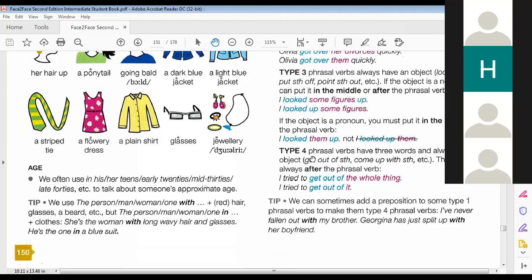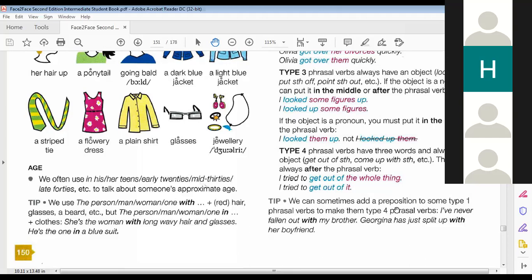Okay. And the last one, here you have 3 parts. The phrasal verb is divided. So I tried to get out of the whole thing. I tried to get out of it. And of course the object is always after. Okay, so we have an interesting tip. Let's see what it says.